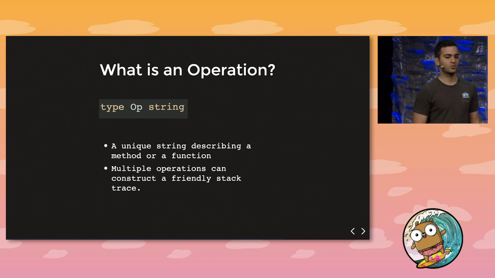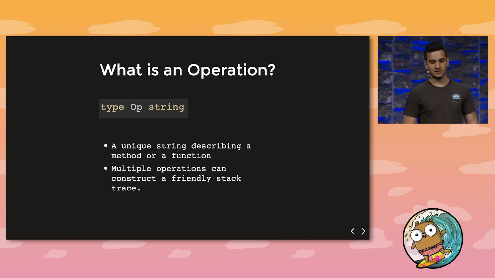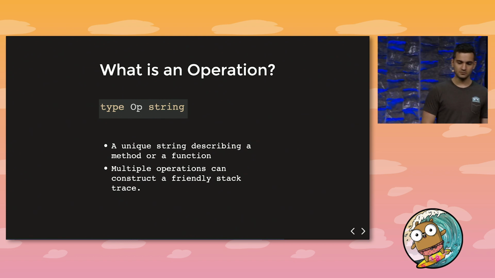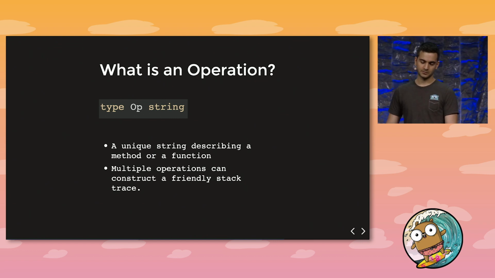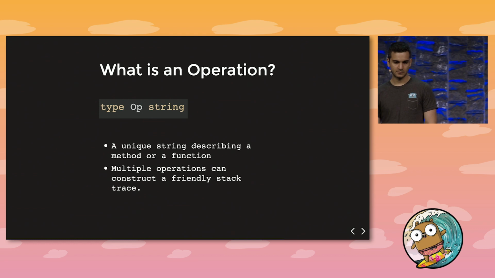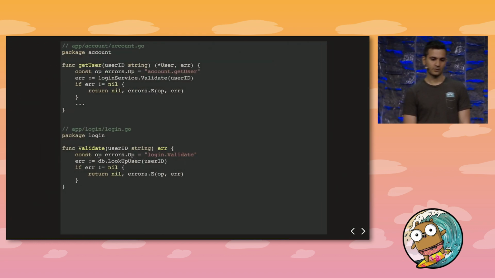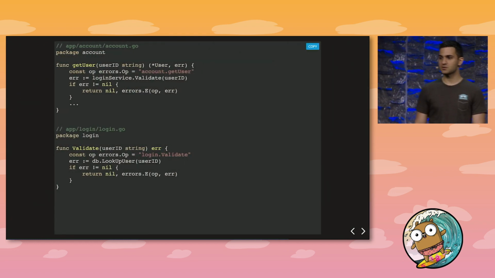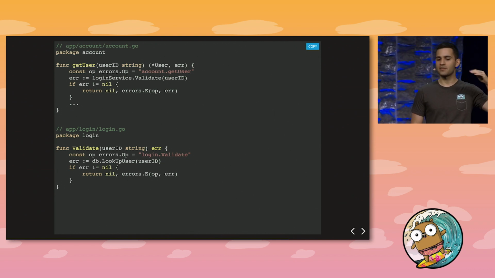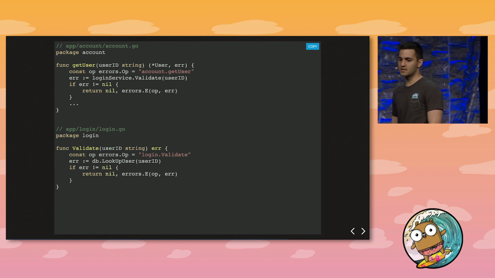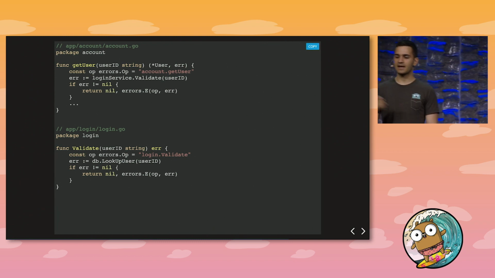So let's look at an operation. What is an operation? It's a unique string describing a method or a function. Multiple operations can construct a friendly stack. So let's take a look at how that's written. Instead of writing the unique message on every return statement, you can define the operation once at the top of your function. So for example, in the getUser, we have something like account.getUser.